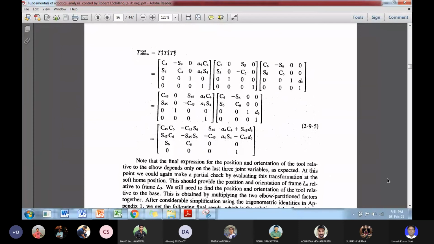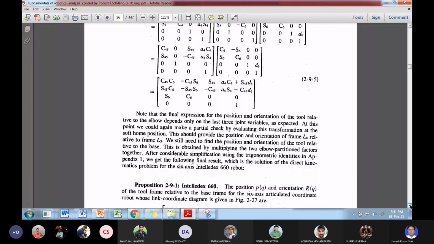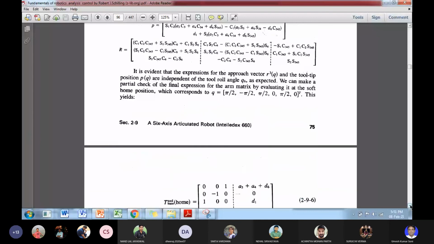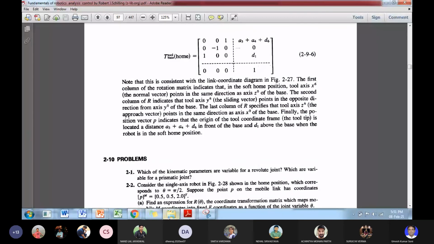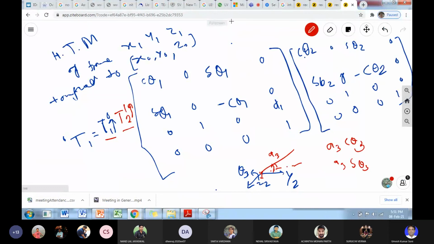Now if we want to get the complete transformation from tool to the base, then this will be the multiplication of two matrices, okay. How this is, it will represent the tool to the base.